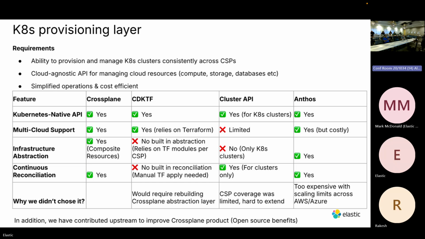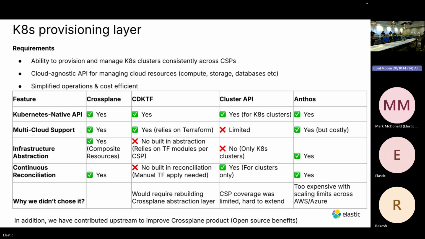When we looked through those requirements, there were four tools that came to mind as we were researching. One was Crossplane. One was CDK Terraform, which is all Terraform based, which is infrastructure as code. The third was Cluster API, which is a really famous Kubernetes abstraction and provisioning layer that works really well if you need to manage Kubernetes clusters. And the last one is Anthos, a GCP product that allows you to manage your deployments across all the cloud providers, right?